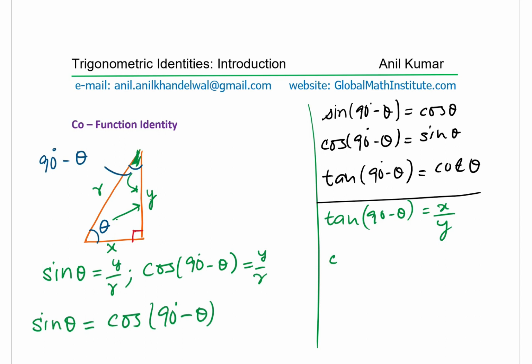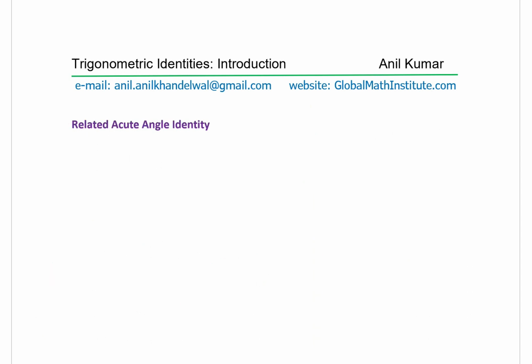And what is cot theta? Cot theta is also x over y. So when you look from here, x over y, correct? So you see both of them are equal. So that is how you get these identities. These are called co-function identities. I'd like you to make a note of all these identities so that you have a big list of identities to begin with. The next one here is the related acute angle identity.